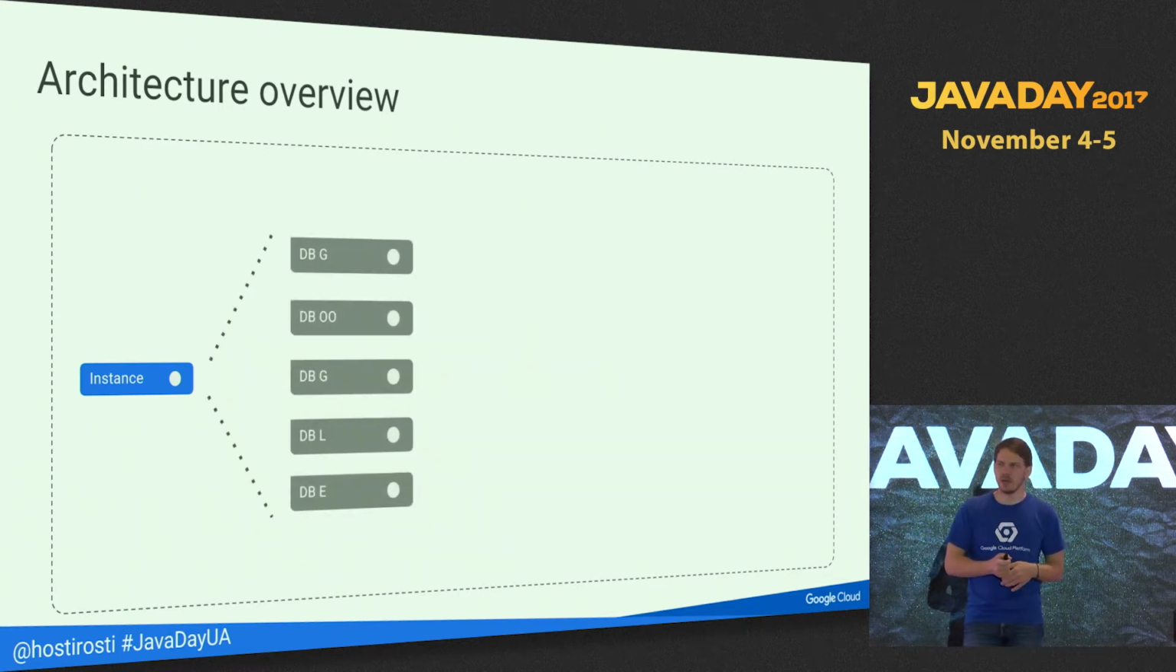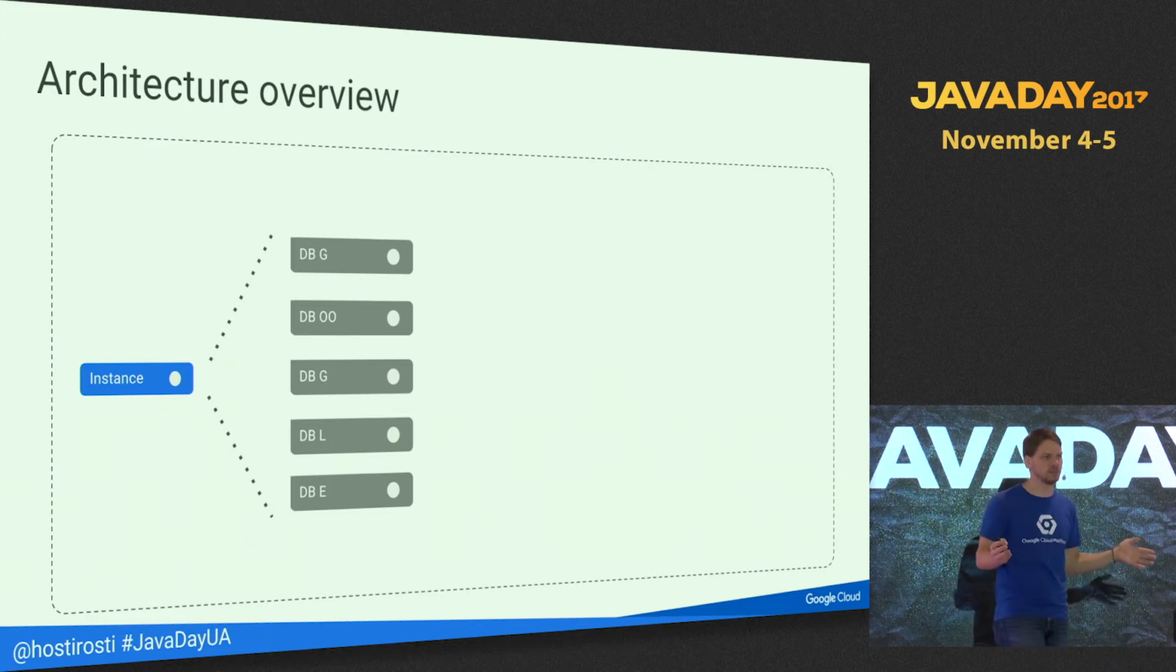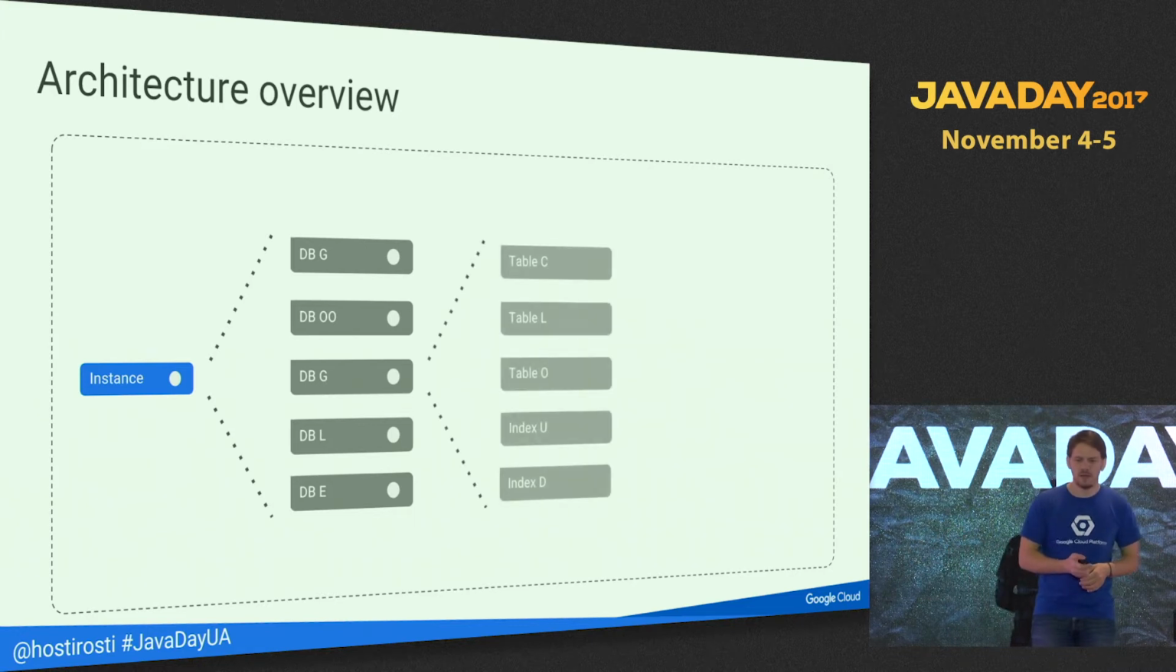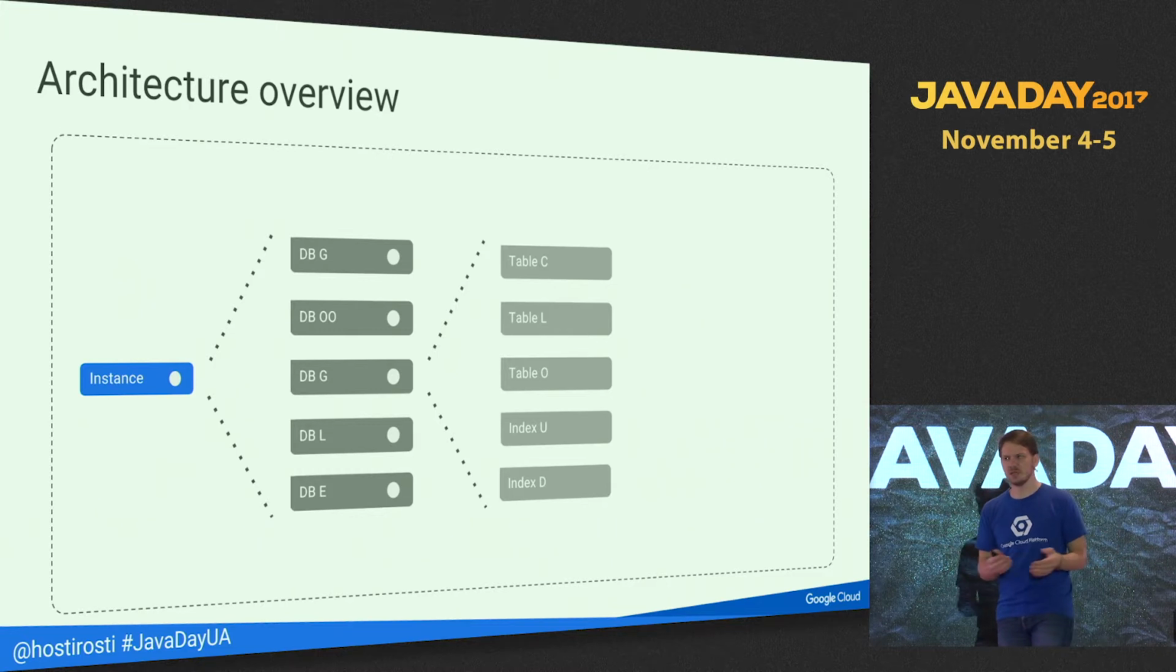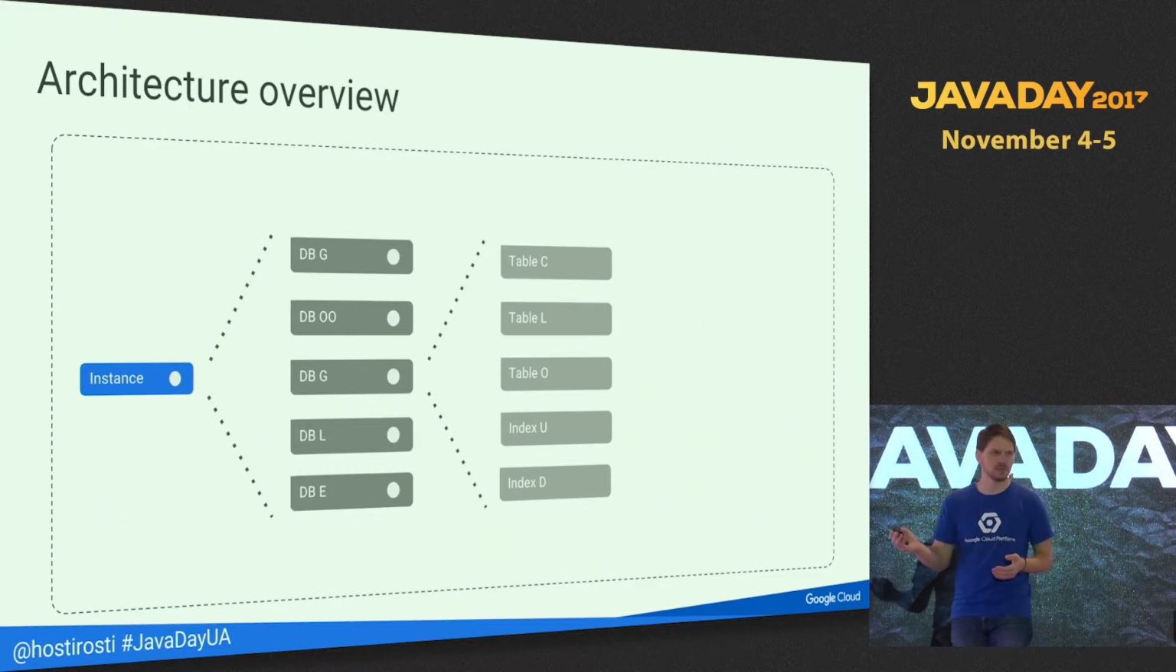Now, in this instance, you can have a bunch of databases. We currently support up to 100 databases per instance. And then in each of these databases, you can have tables. This terminology is well known in relational database systems.